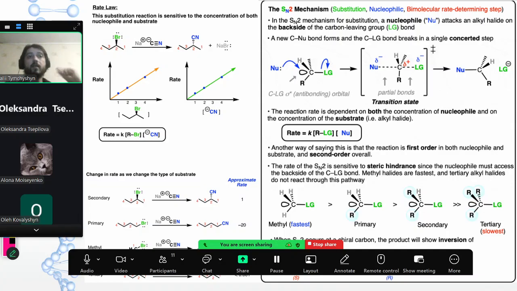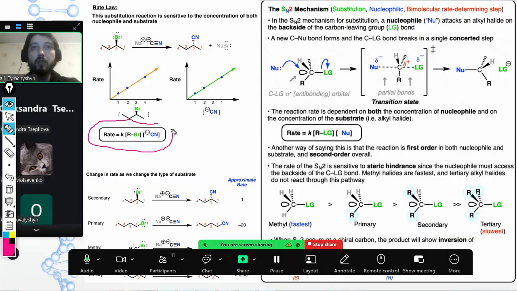Why? Because in the first case, SN1, we had two steps. The first step was slow, and that step involved only our substance. Here we have two different chemicals involved in one step. You can recall a similar formula from lecture number 3, when we had hydrogens and conjugated bases. And here is basically the formula for the rate.